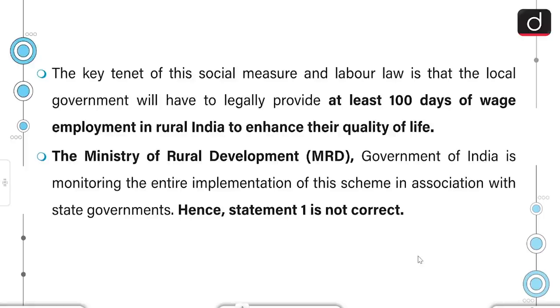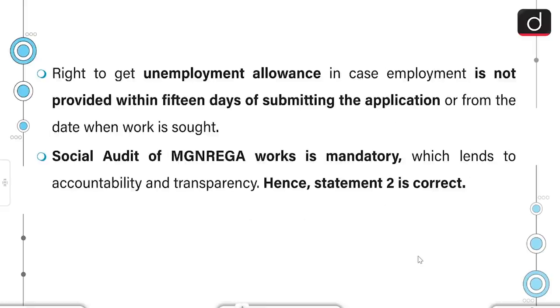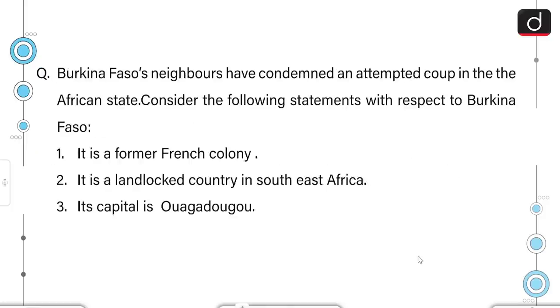The Ministry of Rural Development, Government of India, is monitoring the entire implementation of the scheme in association with the state governments. Right to get unemployment allowances in case employment is not provided within 15 days of submitting the application or from the date when work is sought is also provided. So a social audit of MGNREGA work is mandatory, which leads to accountability and transparency.